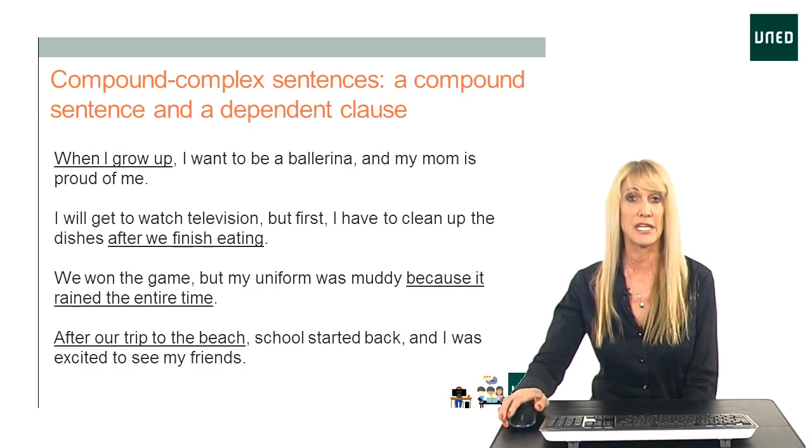We have another type of sentence in English called the compound complex sentence. We already saw compound sentences. Remember, that's when we join two independent clauses using a coordinating conjunction. And we saw complex sentences. That's when we had a dependent clause and an independent clause. So in compound complex sentences, we have both. We have a dependent clause and we have two independent clauses joined by a coordinating conjunction.